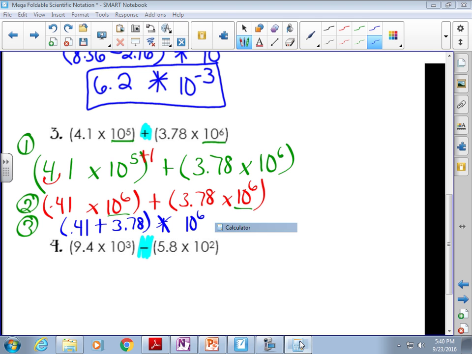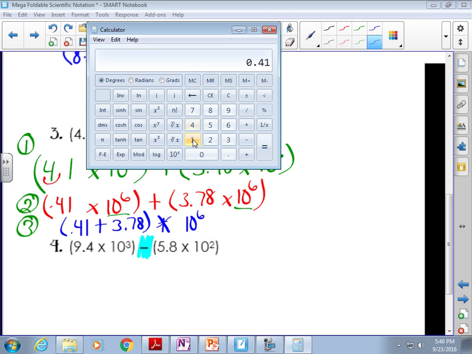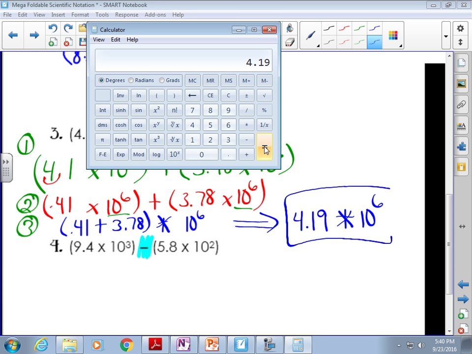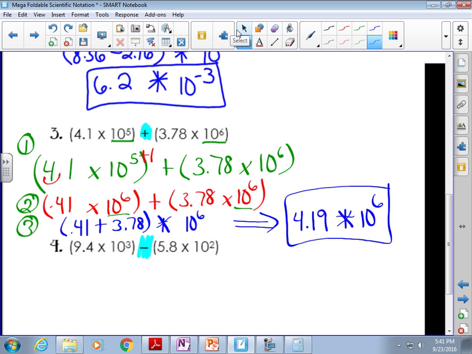All right. 0.41 plus 3.78 is 4.19. So my final answer is 4.19 times 10 to the 6. Now, I bet you're wondering, well, why couldn't I just subtract 1 from the other one and make that number bigger? You are totally welcome to do that, but I promise you it will end up being more work. You will have to end up doing that step 5 of converting it back into scientific notation.